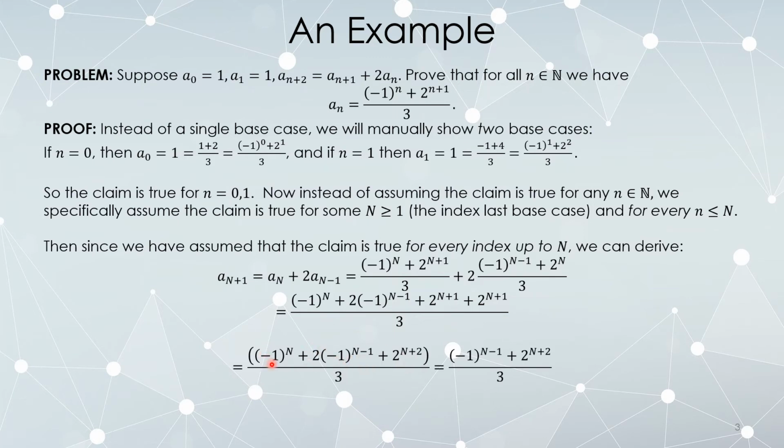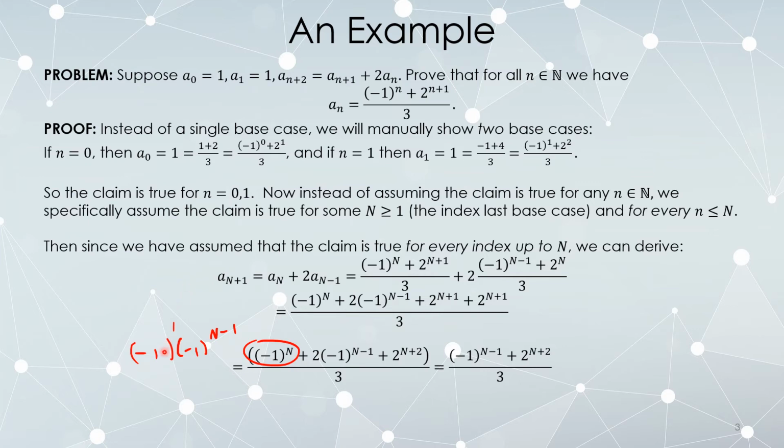So now I've got negative 1 to the capital N, 2 times negative 1 to the n minus 1, and 2 to the n plus 2 all over 3. Okay, so this 2 to the n plus 2 stays the same. Now why is negative 1 to the n plus 2 times negative 1 to the n minus 1 equal to negative 1 to the n minus 1? So negative 1 to the n is actually the same thing as negative 1 times negative 1 to the n minus 1. This is just playing around with exponents.